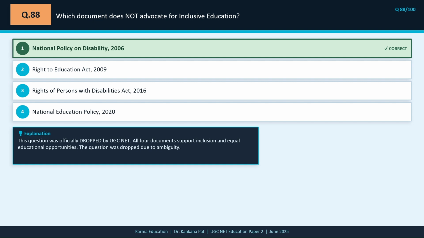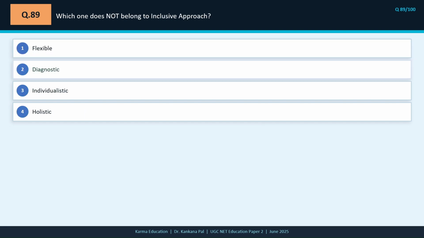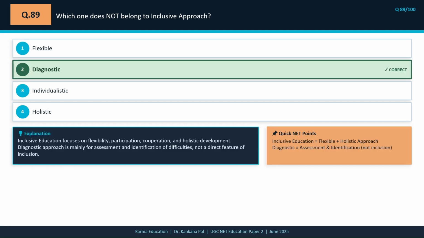Now let's move to question number 89. Question number 89. Which one does not belong to inclusive approach? Option 1, flexible. Option 2, diagnostic. Option 3, individualistic. Option 4, holistic. Take a moment. The correct answer is option 2, diagnostic.